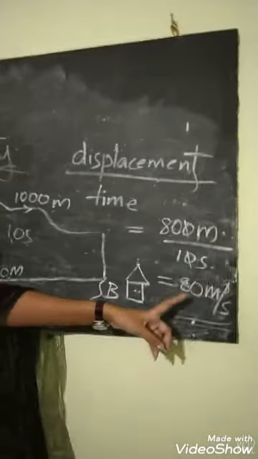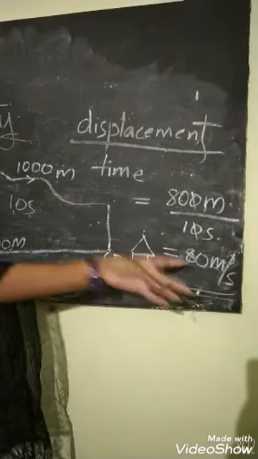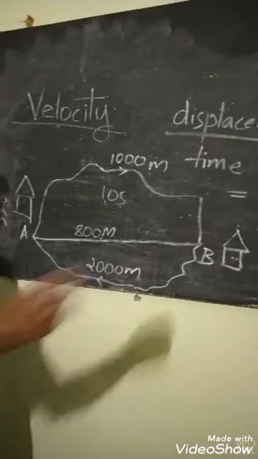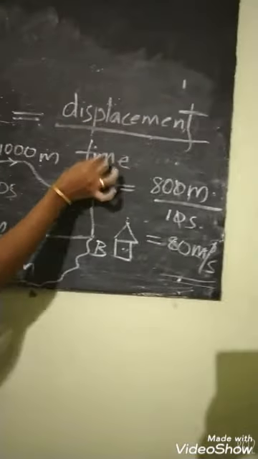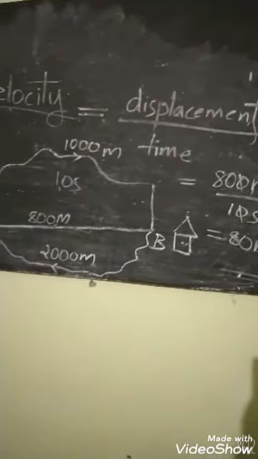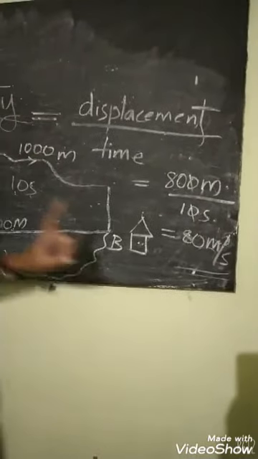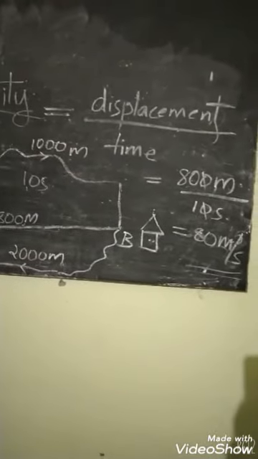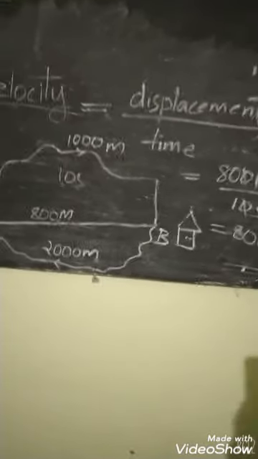This 80 meter per second is not the speed. Then what is this? This is the velocity of this person. Now we can say the equation of velocity is equal to displacement by time. I think the concept is clear for you. So please learn this equation, velocity equal to displacement by time. And the unit is meter per second. The units for speed and velocity are the same. It is meter per second. Now I think the concept is clear for you.